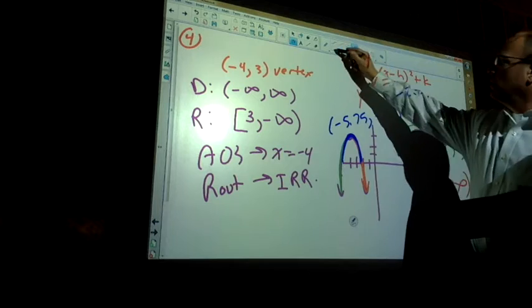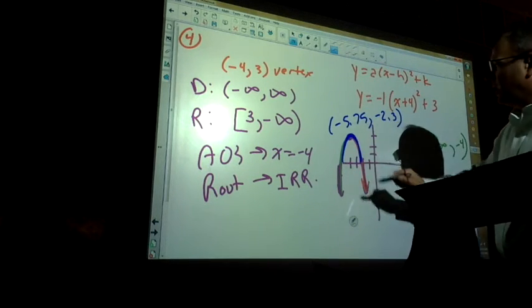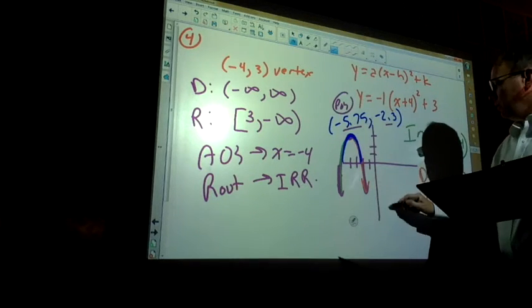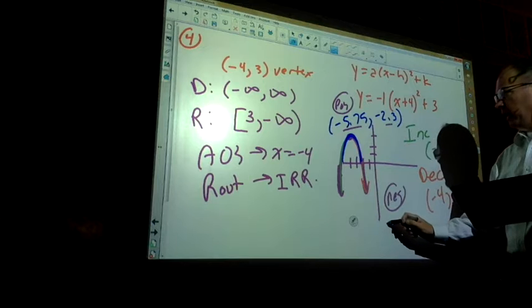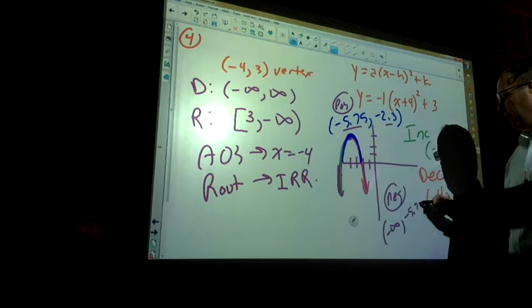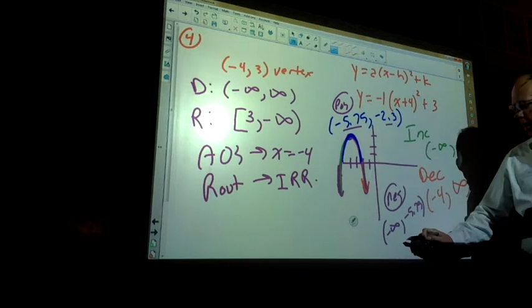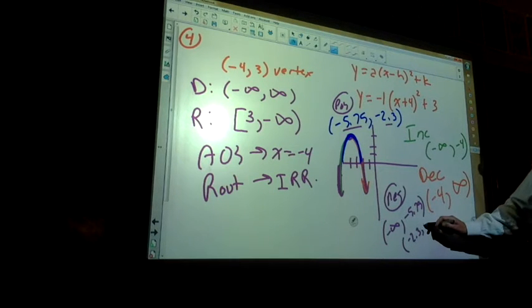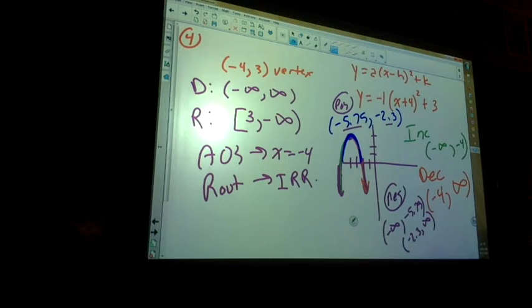Where is it negative? Well, it's negative here and it's negative here. So let's use these same values. This is where it was positive. It's negative down below, so it's negative from negative infinity to negative 5.75. And then it's also negative from negative 2.3 to infinity, because those are the x components. That's a trickier one. I don't think I got one quite that hardball with you.